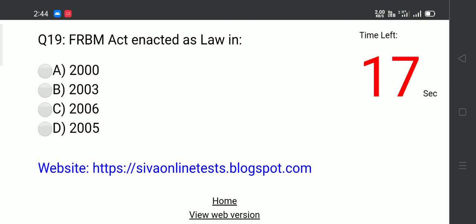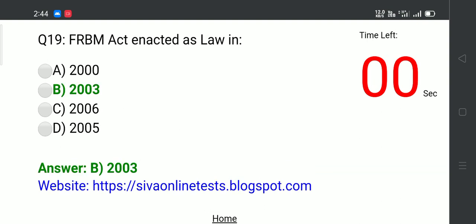Question 19. FRBM Act enacted as law in. Options. A. 2000. B. 2003. C. 2006. D. 2005. Answer. B. 2003.